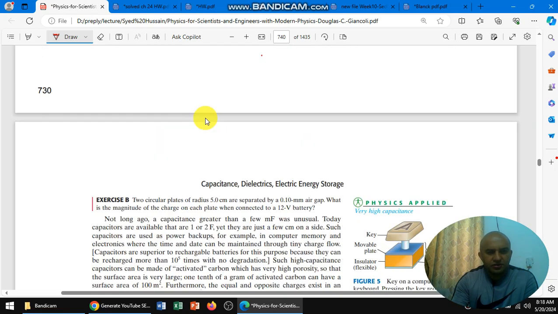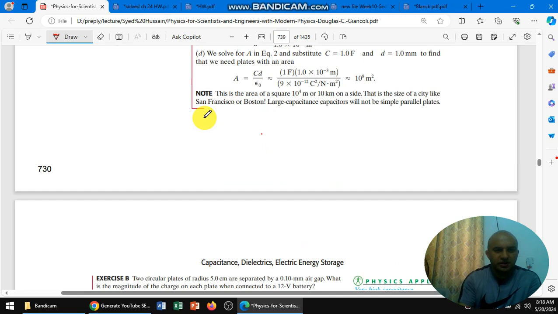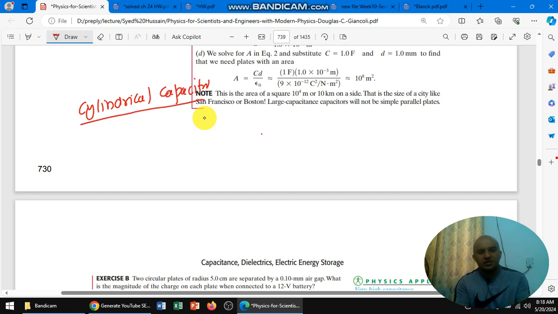Hello dear students, in the previous lesson we solved example 1. Now we discuss the cylindrical capacitors. An example for the cylindrical capacitor. In this I solve example 2 about the cylindrical capacitors.